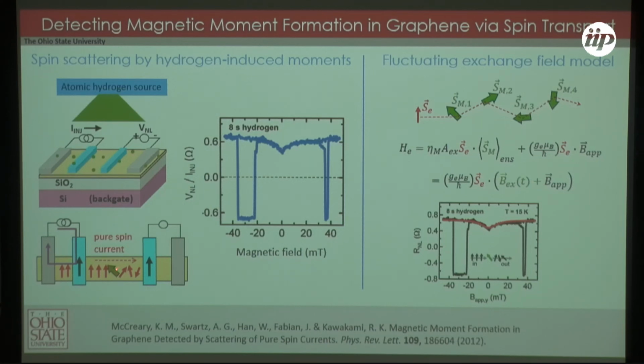And the idea is that if there's an exchange interaction between the carriers, the conduction electrons, and these localized moments that are predicted to be created by hydrogen, then they should induce some spin relaxation, and we should be able to detect that. So when we put on a certain amount of hydrogen, we see a dip, right?